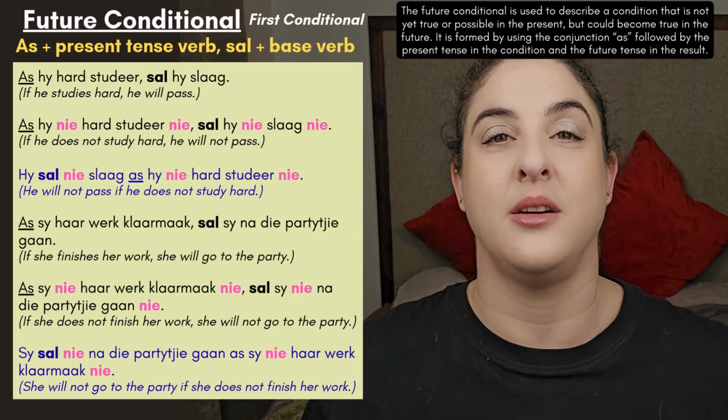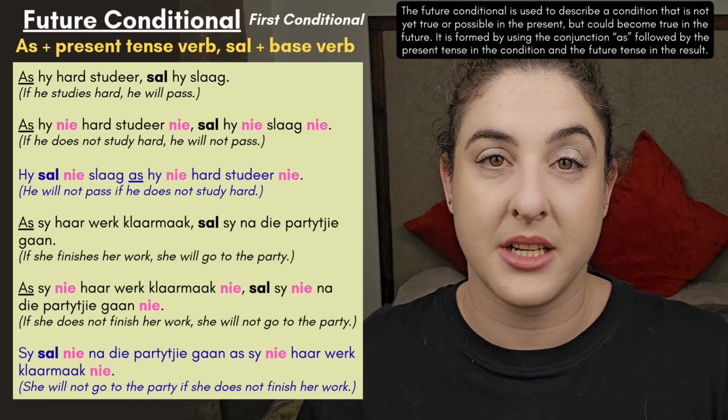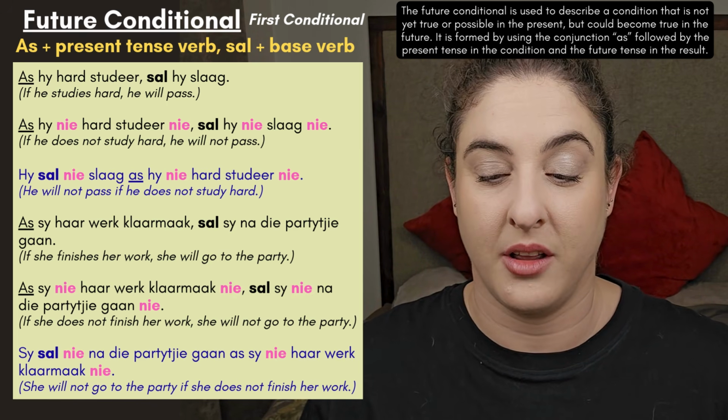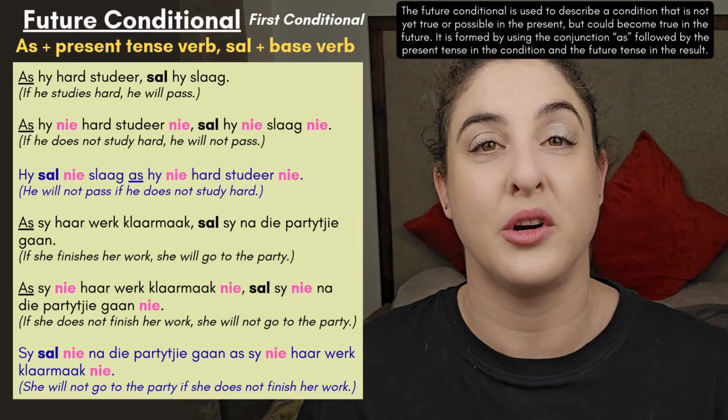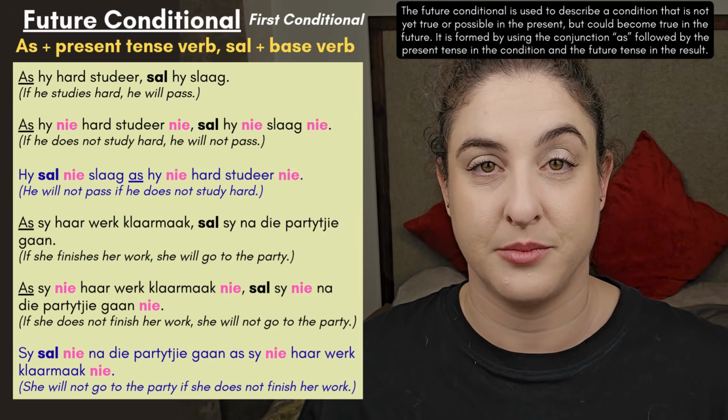But then when the two parts swap around and the "as" is in the middle of the sentence, it becomes, "sy sal nie na die partytjie gaan as sy nie haar werk klaar maak nie." So again, the first part now only has 1 negative.